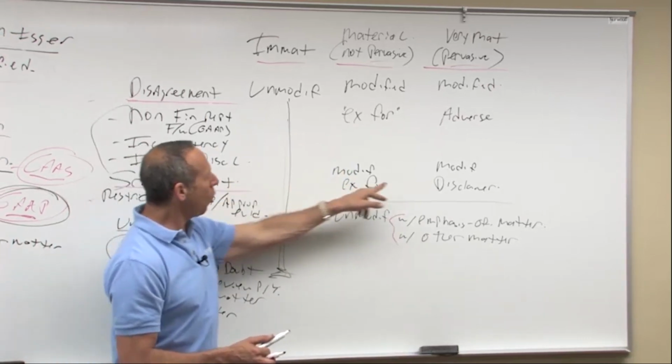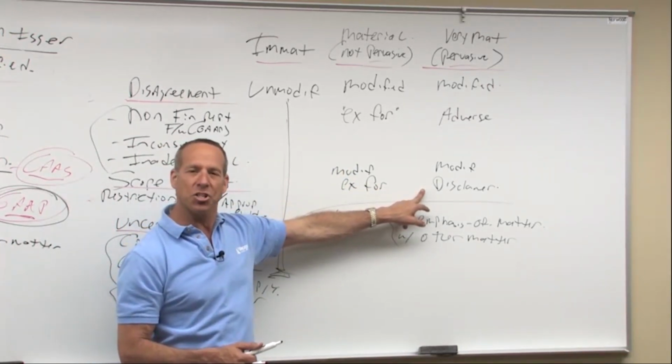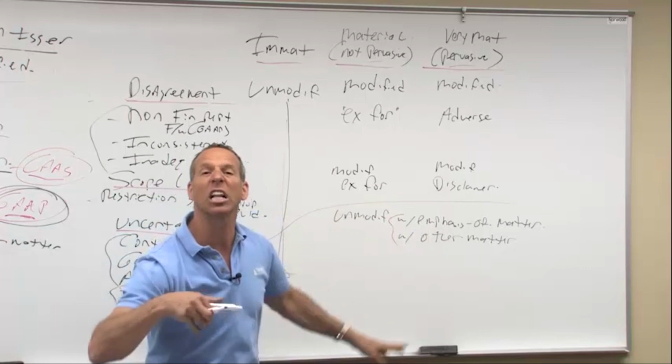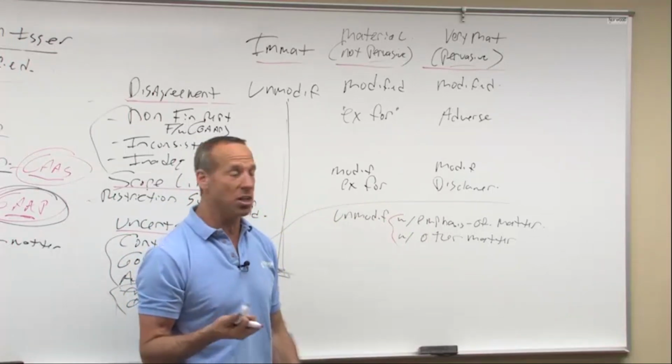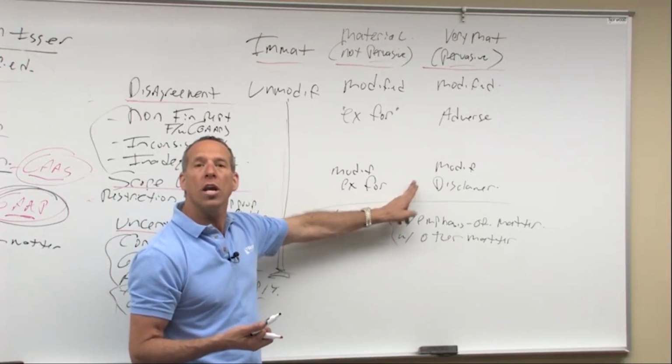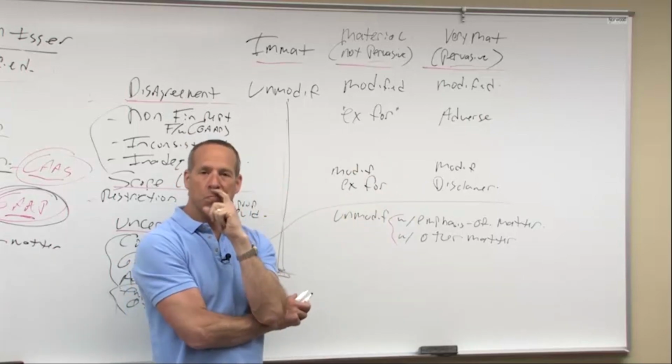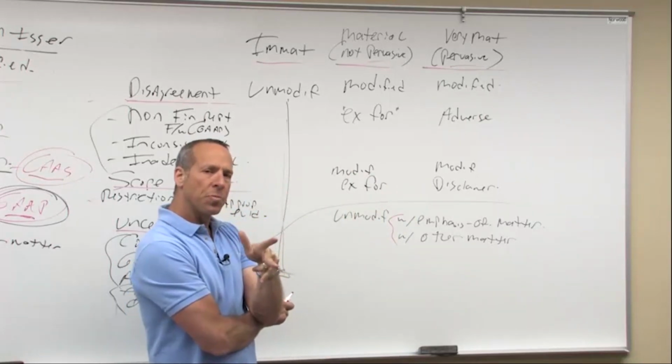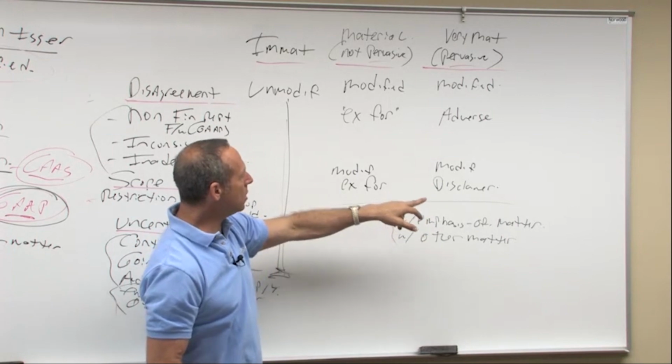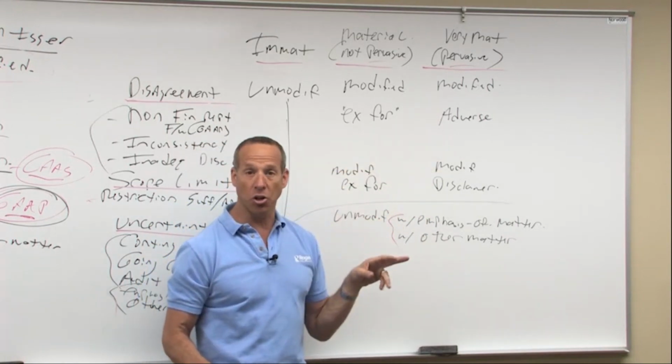Disclaimer says, you know what? You wouldn't give me this information. This is usually for a client-imposed scope limitation. You wouldn't give me this information. We do not express an opinion. So which one's worse? Saying, we don't give an opinion, or we give an opinion and it's not good.